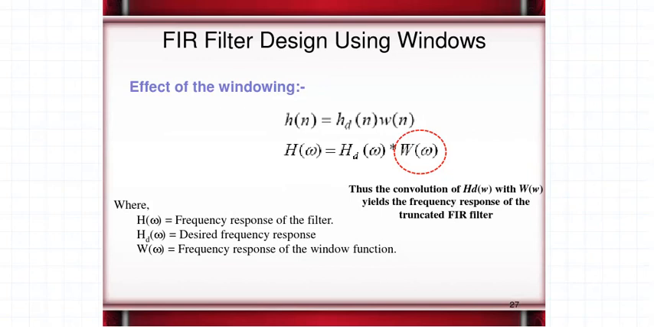Now, what are the steps involved in designing a filter using a window? We multiply the infinite impulse response with the window. This multiplication results in a new impulse response which is now of finite duration, and I can call this my FIR coefficients. This h(n) is nothing but the FIR filter coefficients because it is of finite duration.